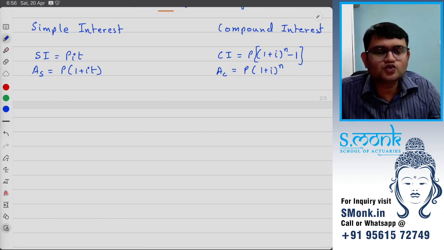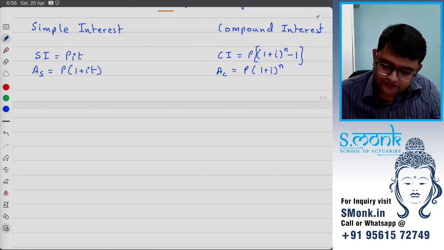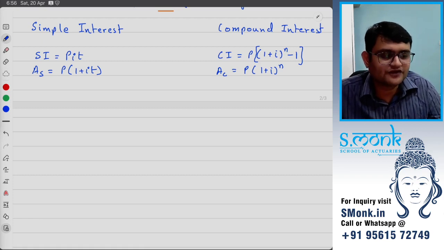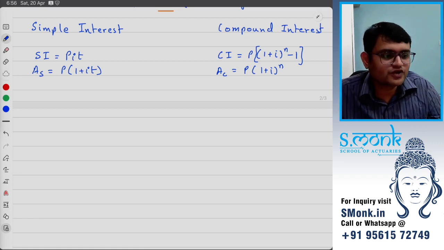So these are the two methods by which we calculate interest. Now, can you tell me which one do we use usually? If I say I want to use one of them, can you tell me which one we would use?